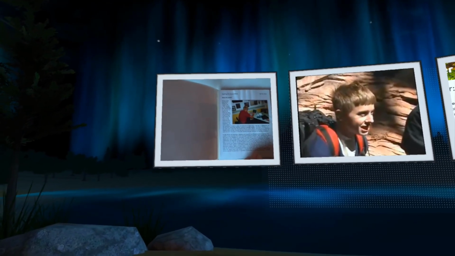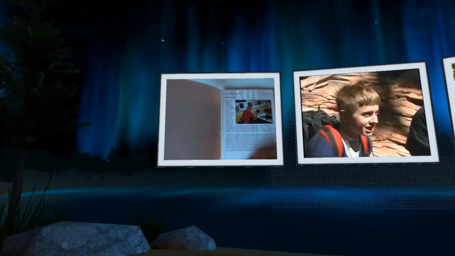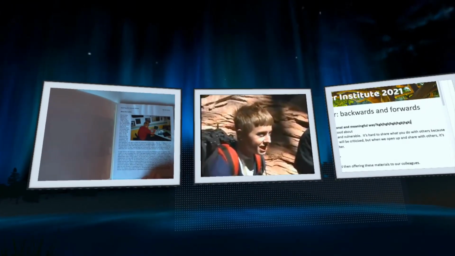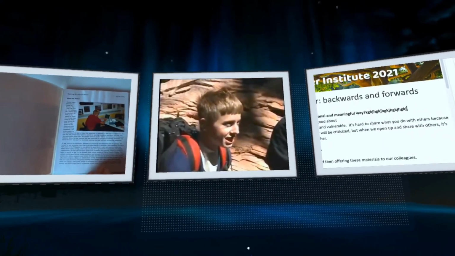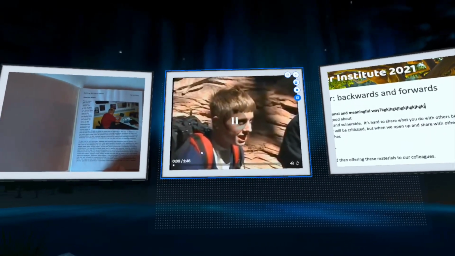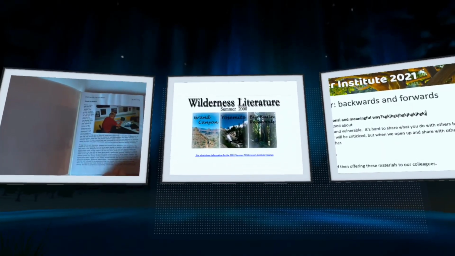Okay, so that's a little bit of a look back. Paper portfolios, 3-ring binders, right? So let's take a look at web pages forward. The modern portfolio is an amazing web page.